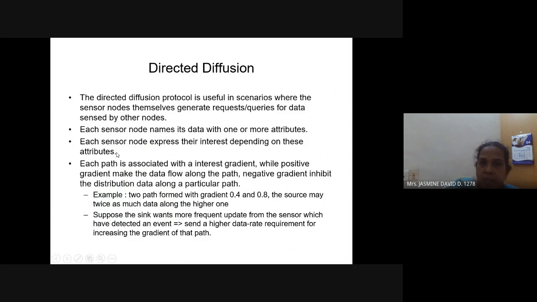on these attributes. Each path is associated with an interest gradient. A positive gradient makes the data flow along the path, and a negative gradient inhibits the distribution of data along the particular path. There are two types of gradient, positive gradient and negative gradient.